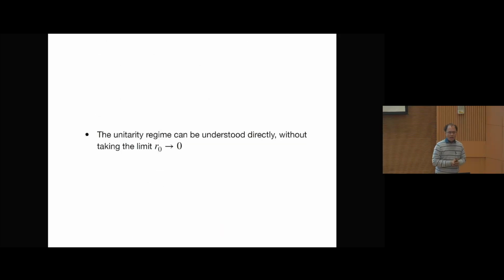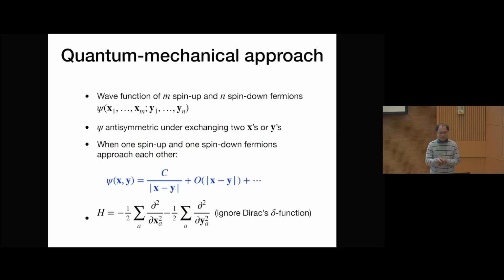But the unitarity regime can be understood directly without taking the limit r naught goes to 0. That's something I would like to describe now. So let's come back to quantum mechanics. In quantum mechanics, we usually talk about the wave functions. And with particles carrying spin 1/2, one can define the state of n particles by specifying the wave function as a function of the coordinates of spin up particles x1 to xm and the coordinates of spin down particles y1 to yn.